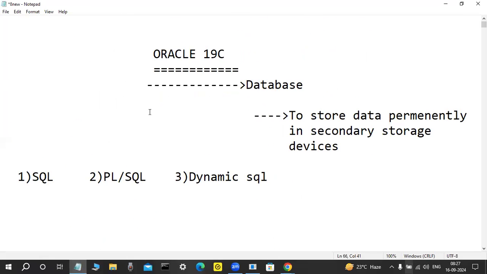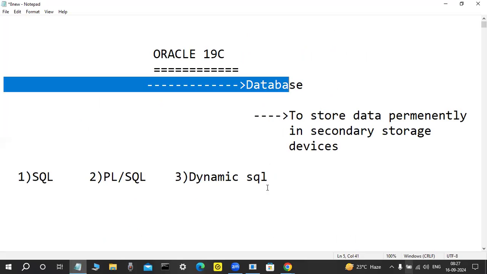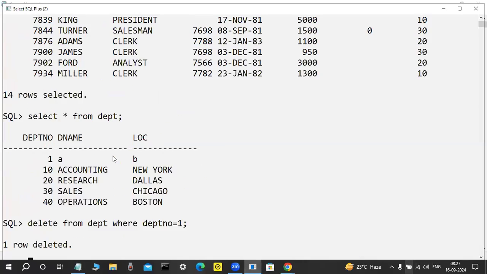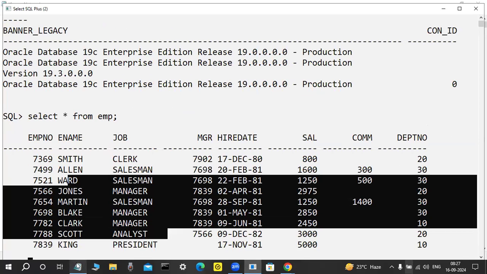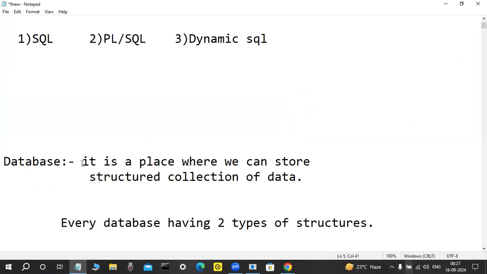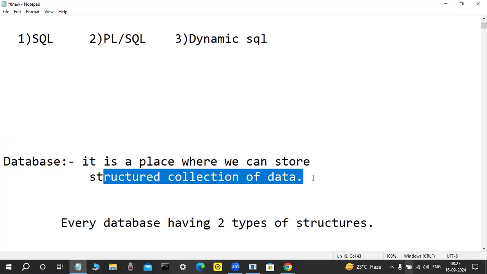What is a database? Anybody asking me, a database is a computerized system. A database is a place, no? Yes, this is a place where we can store a structured collection of data. In this organized fashion, only data is there, or not? Yes. What is a database? It is a place where we can store a structured collection of data.